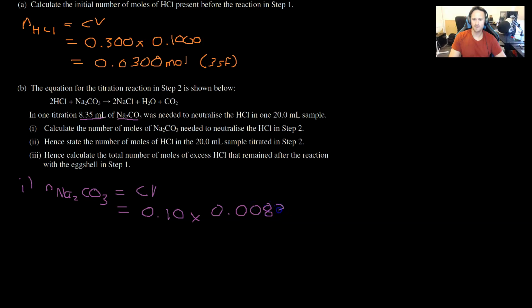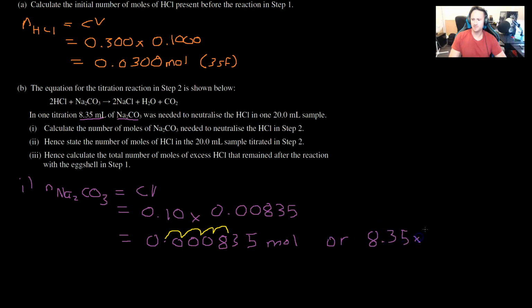0.00835. Converting to liters. So that ends up being 0.000835 mole. Or if you convert that to scientific notation, if you make the decimal place jump 1, 2, 3, 4 spots to the right, that means you're going to end up getting 8.35 times 10 to the power of -4 mole.